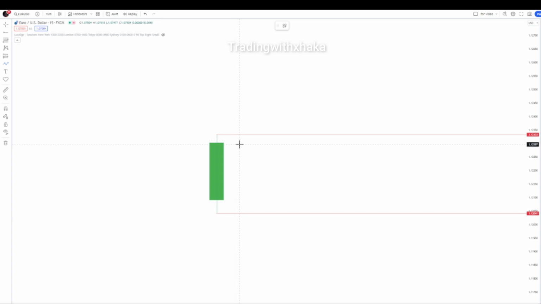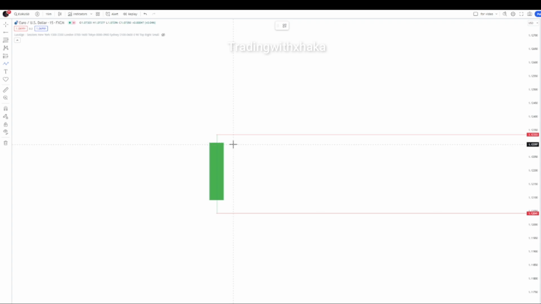So now pay very good attention. This is how we mark our structures. As we have spotted, our last candle is a bullish candle. So now we'll be hoping that the intraday price action for the next day will continue bullish. So this is how you mark your structure.